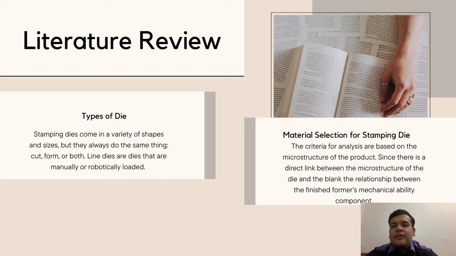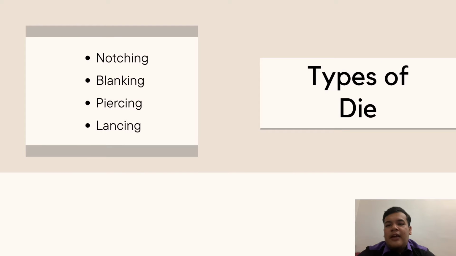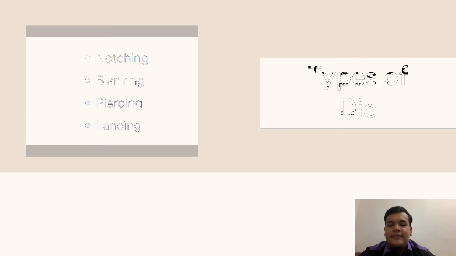Next, I would like to tell about Chapter 2, Literature Review. I would like to focus on two topics, which are types of die and material selection for stamping die. Stamping die comes in a variety of shapes and sizes. The most often performed process in stamping die is cutting. Trimming is also a process used in stamping die. Trimming die cuts away excess or unwanted irregular features from a part. The other examples of types of die are notching, blanking, piercing, and lancing.